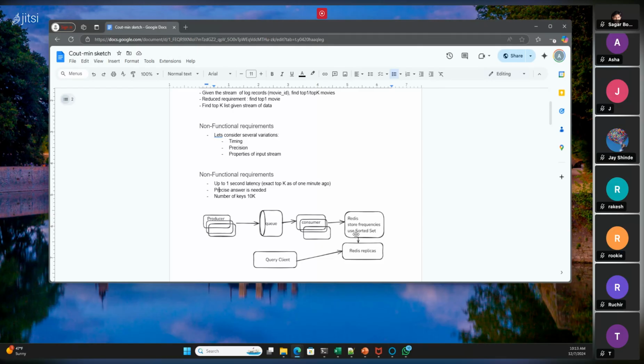So you're saying 1 second latency, right? Yes. How did you measure it? I mean, on what basis are you saying that? That is your requirement. That's my requirement to get a precise answer, the top 10 IDs, and the latency for that answer is expected to be 1 second. So give me the answer as of 1 second ago. You have 1 second to do your calculations.